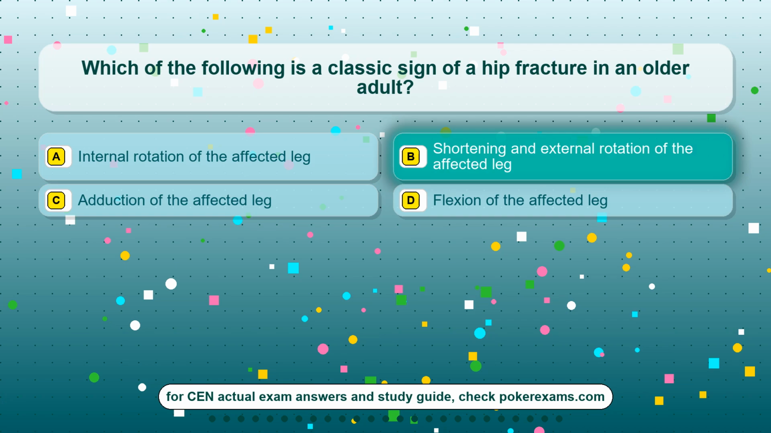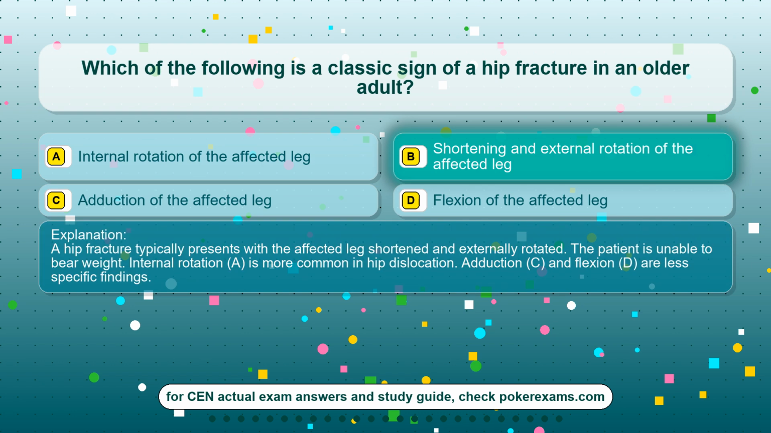The correct answer is option B, shortening and external rotation of the affected leg. A hip fracture typically presents with the affected leg shortened and externally rotated. The patient is unable to bear weight. Internal rotation, A, is more common in hip dislocation. Adduction, C, and flexion, D, are less specific findings.